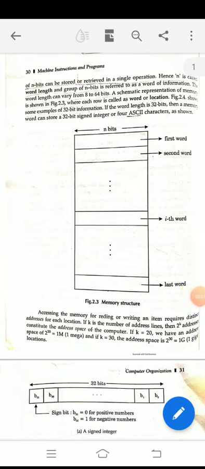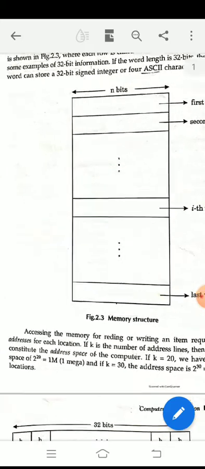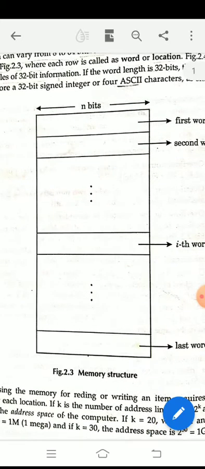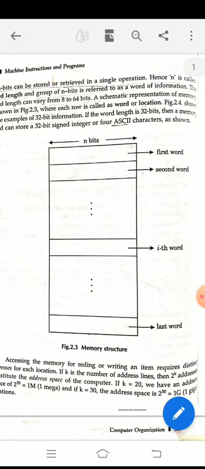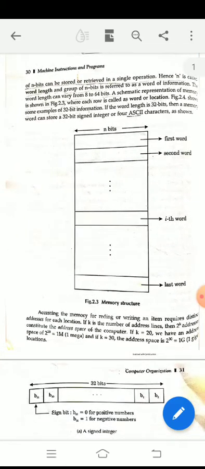Okay, dear students, today the topic we are going to discuss is memory addressing. Memory addressing is very important. How to store the data bit by bit, and this is the memory structure. This diagram is known as the memory structure. In this structure is written n bits, first word, second word, ith word, and the last word. The dotted line is nothing but the number of words you want to store. First word, second word. This is the memory structure.